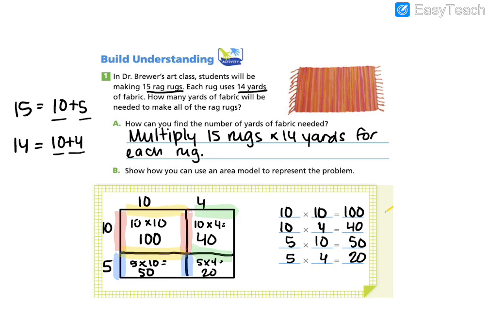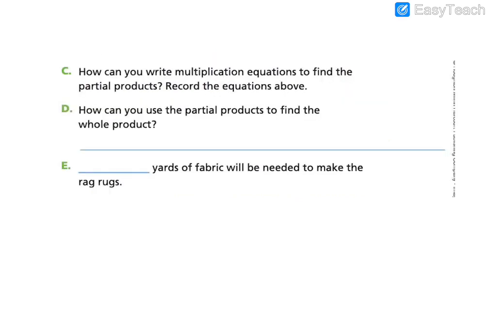All right, let's go ahead and take a look at the next section. Letter C is what we just did. How do we write multiplication equations to find the partial products? We have written them, we have recorded the equations. So now what do we need to do with these partial products in order to find the whole product? We need to add the partial products. Okay, go ahead and add those partial products now.